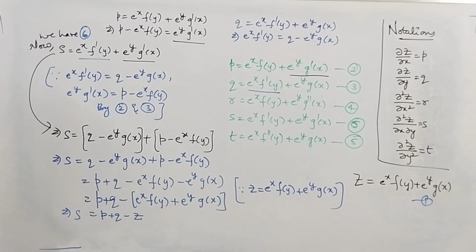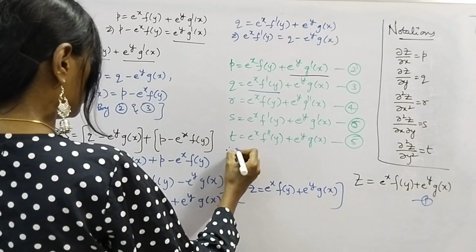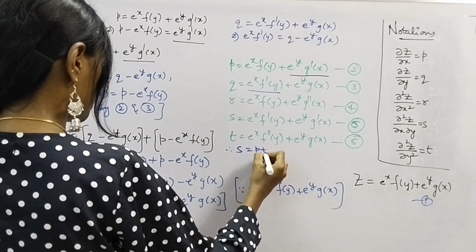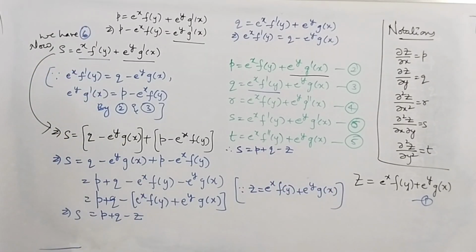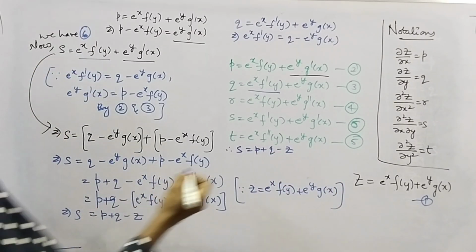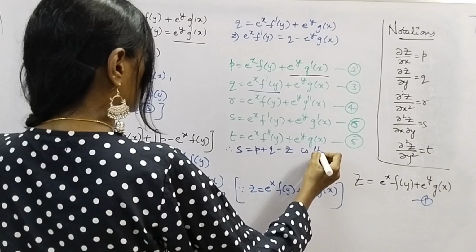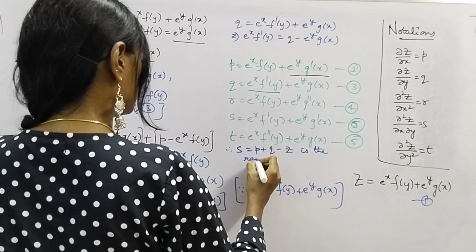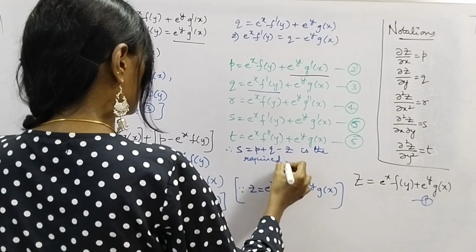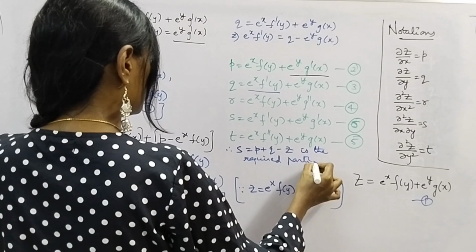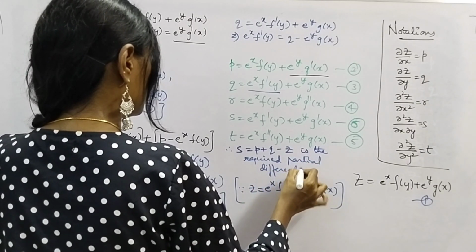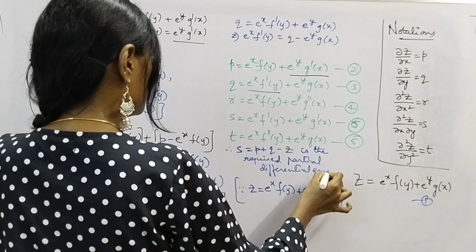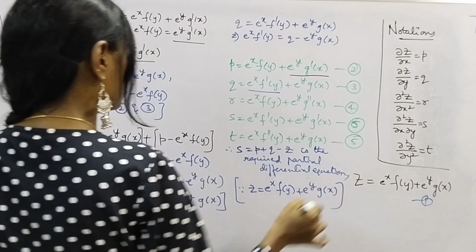Therefore, s equal to p plus q minus z is the required partial differential equation. And this completes the problem.